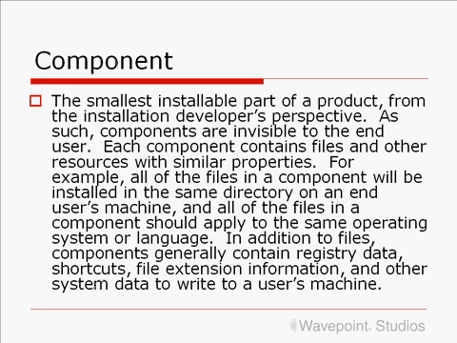A component is the smallest installable part of a product from the installation developer's perspective. As such, components are invisible to the end user. Each component contains files and other resources with similar properties. For example, all of the files in a component will be installed in the same directory on an end user's machine, and all of the files in a component should apply to the same operating system or language. In addition to files, components generally contain registry data, shortcuts, file extension information, and other system data to write to a user's machine.